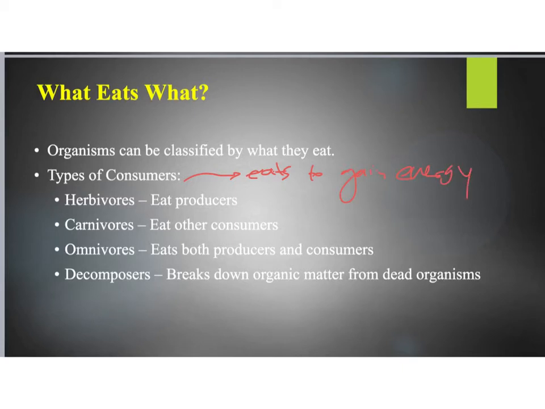Okay, animals need energy to live and do life processes. So there's different types of consumers. So herbivores, you might know, eat producers. Okay, so producers make their own energy. More on that in a minute. Carnivores eat other consumers, so other animals. Omnivores eat both producers and consumers. And decomposers break down organic matter from dead organisms, right? Those are the recyclers, the ones that eat dead things and recycle that energy into the ecosystem.